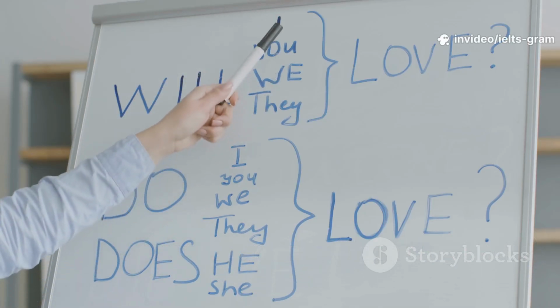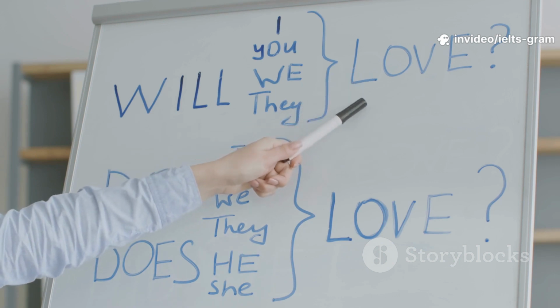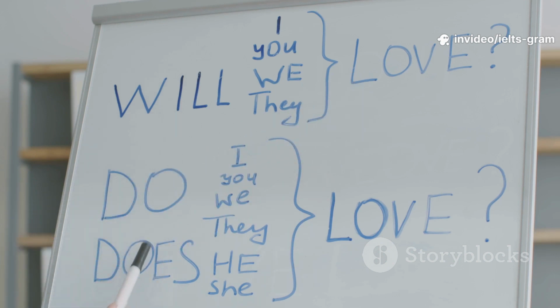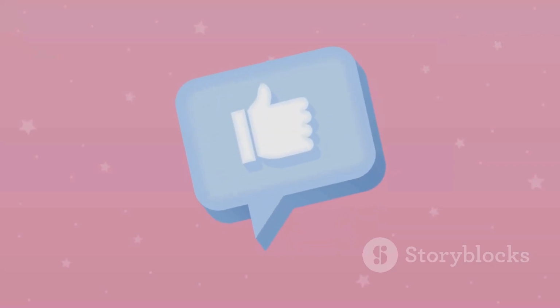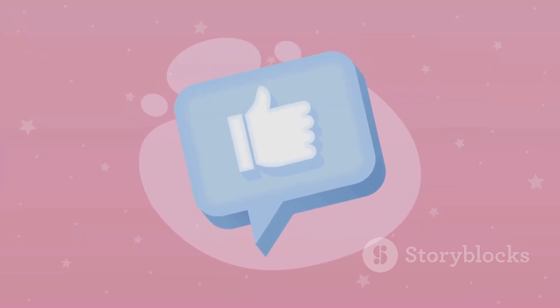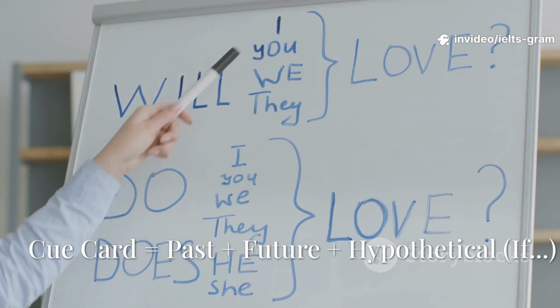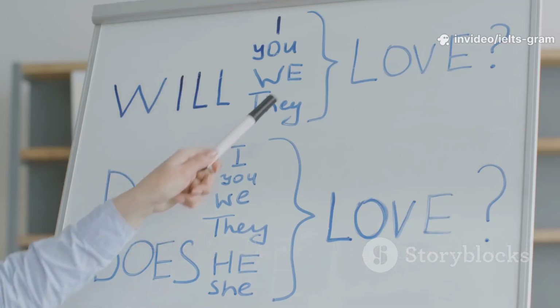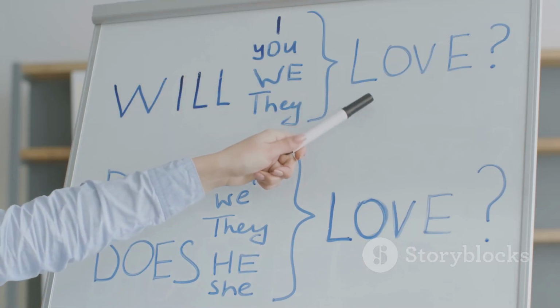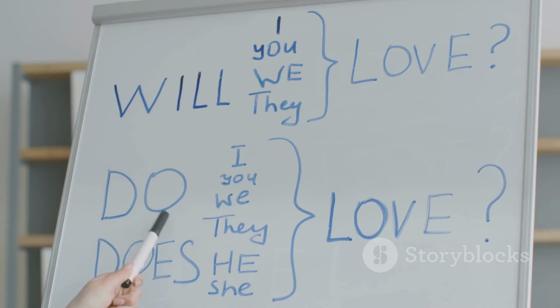Finally, let's shift to the speaking test, specifically Part 2, the cue card. This is your chance to speak for 2 minutes on a topic. To get a high score for grammatical range and accuracy, you can't just use one tense. You need to show the examiner you can navigate time and possibility. The formula here is cue card equals past plus future plus hypothetical.